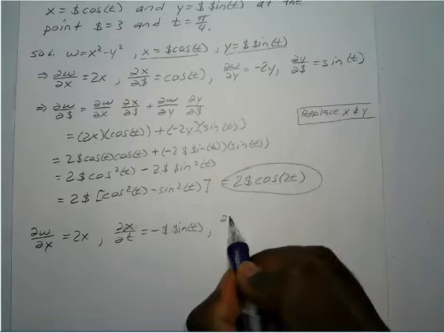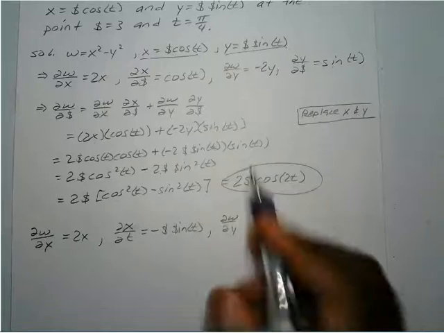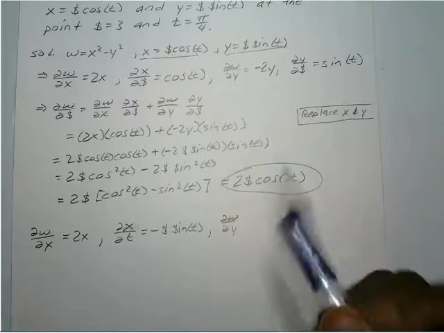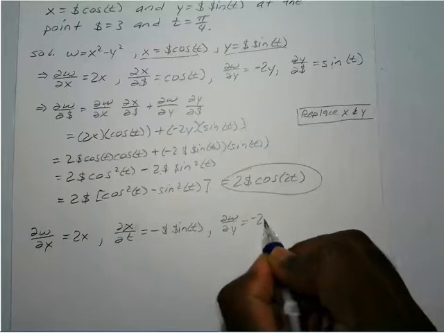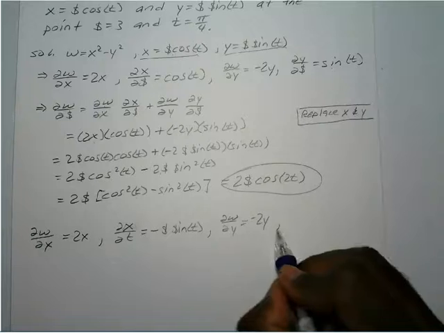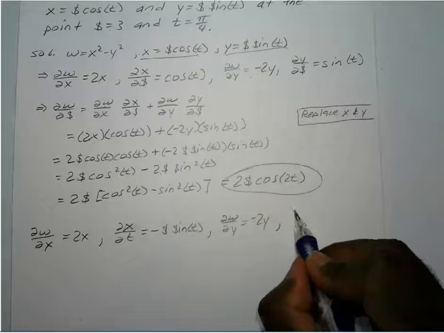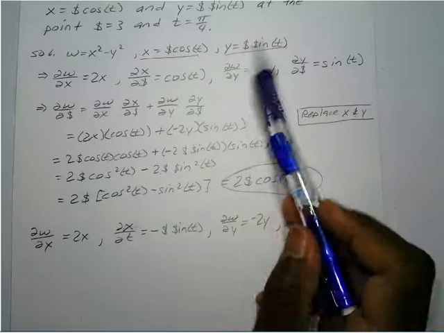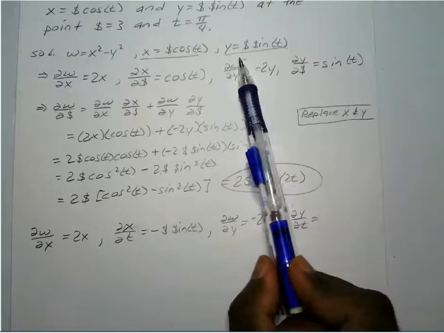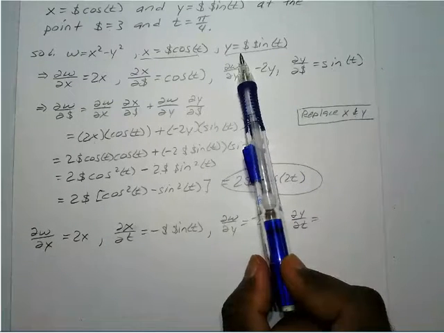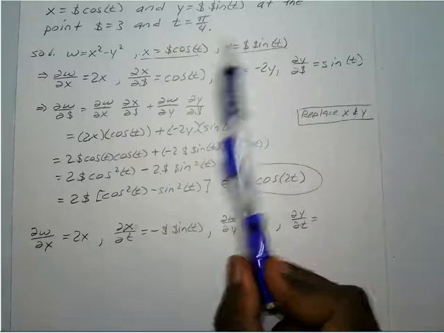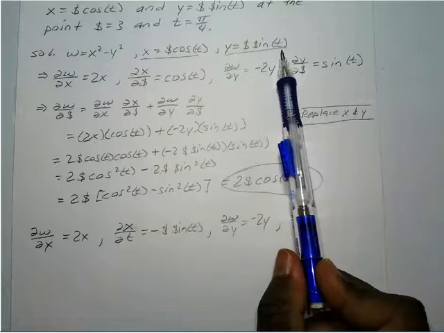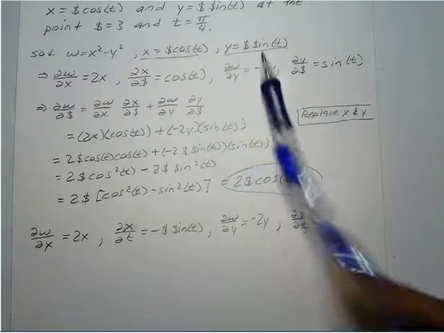Okay, we need our partial of w with respect to y, which we already figured out. We can use that again. Negative 2y. And we need our partial of y with respect to t. Again, that's our y with respect to t, so that s is considered a constant. So the derivative of sine of t is cosine of t, so that's s times cosine of t.